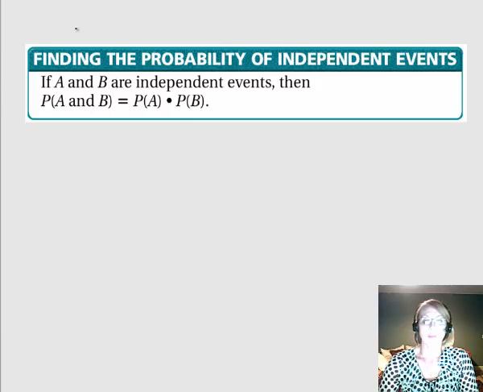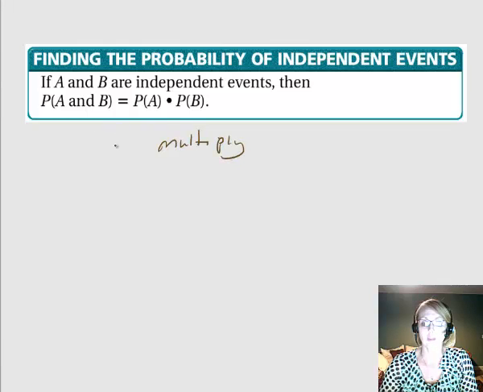What does this mean? Well, when we find the probability of independent events, we look at both probabilities of each choice. Probability of A and B is the probability of A, and then we multiply them to the probability of B. So we multiply. We're looking at two separate events. If they're independent, we're going to multiply them together.